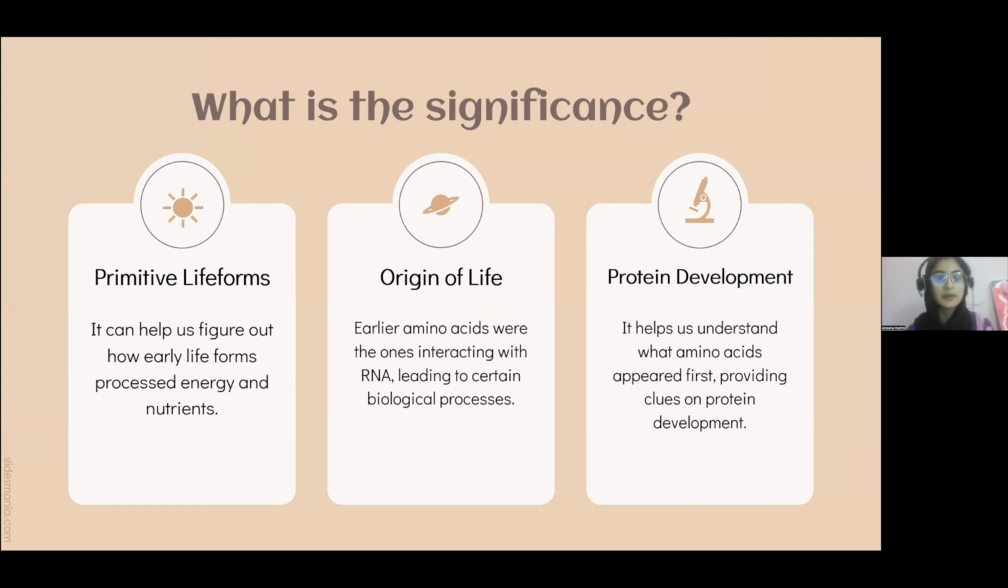Now, what is the significance of determining the chronology of amino acids and the order in which they appeared? Well, one of them is primitive life forms. If we know which amino acids came first, it can help us understand how the earliest life forms, the most primitive ones, processed energy and nutrients. Another point of significance is that it can give us a deeper understanding of the origins of life. Earlier amino acids were the ones that interacted with RNA, which led to certain biological processes, such as translating genetic information. And lastly, if we understand amino acids and chronology, then we can also understand protein development, or at least part of it.